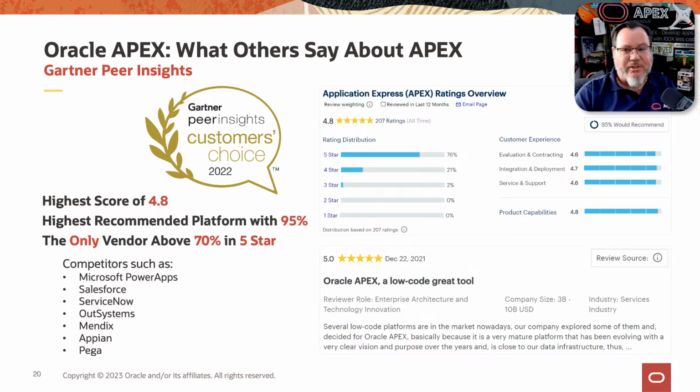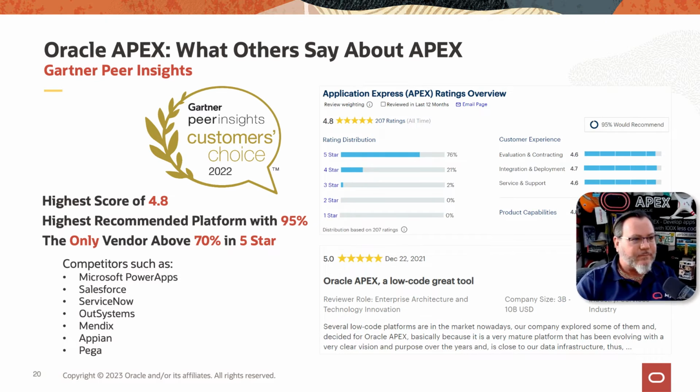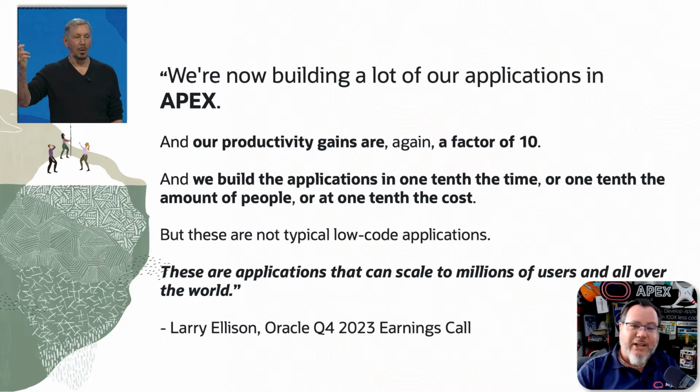APEX just keeps coming out on top over and over again. So much so that Larry Ellison in the last couple Cloud Worlds has been on stage talking about his assessment and how Oracle is changing direction somewhat, in that most new applications from Oracle for our customers are being written using APEX. And his assessment is our productivity gains are a factor of 10, which simply translates to saving every developer and every organization time and money.